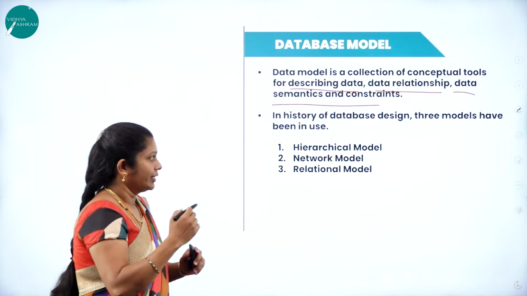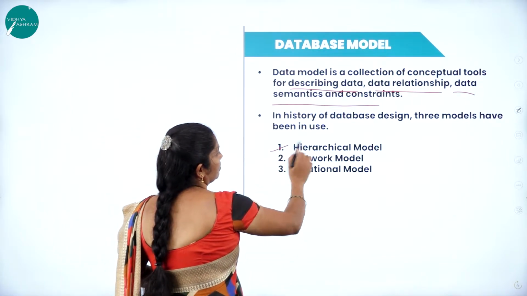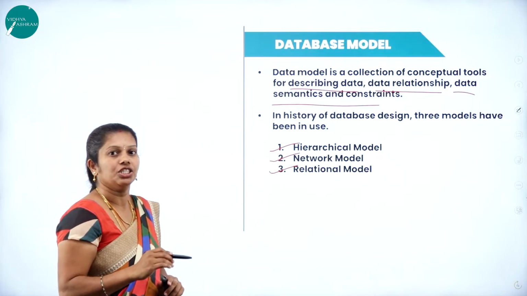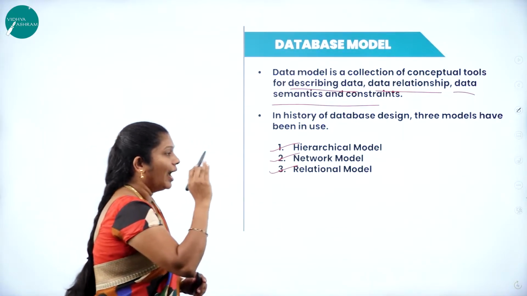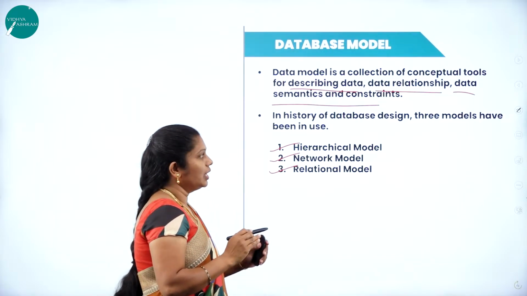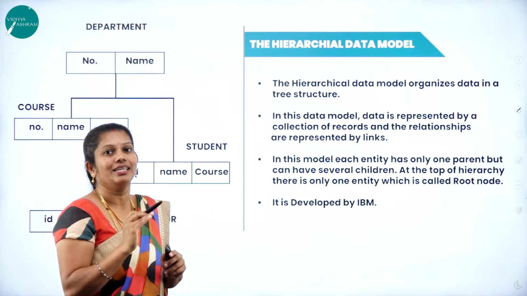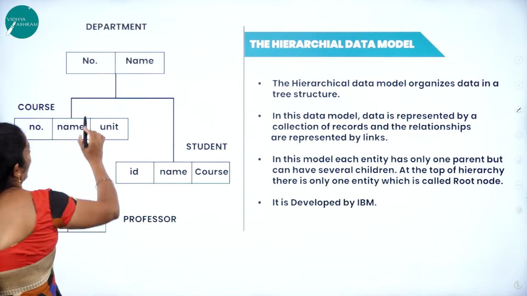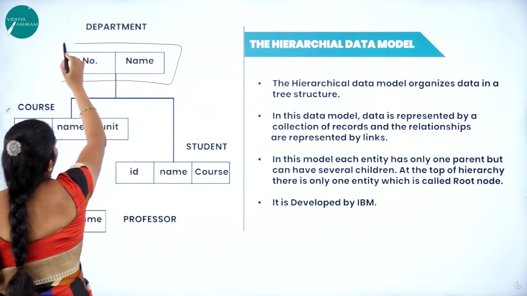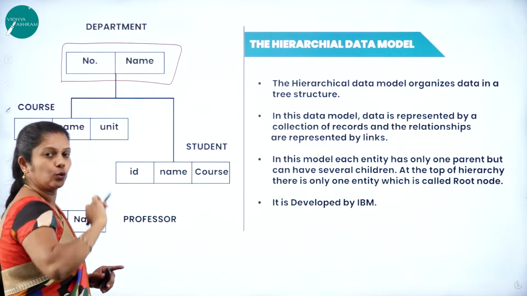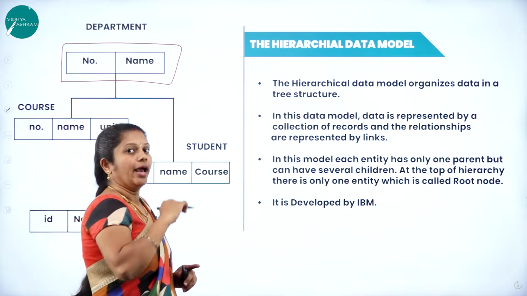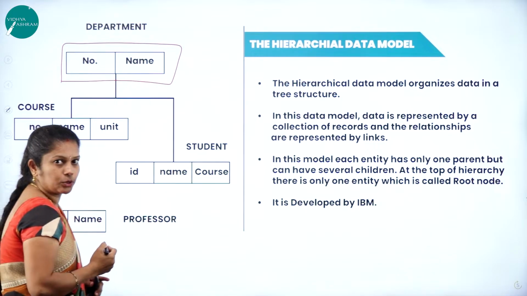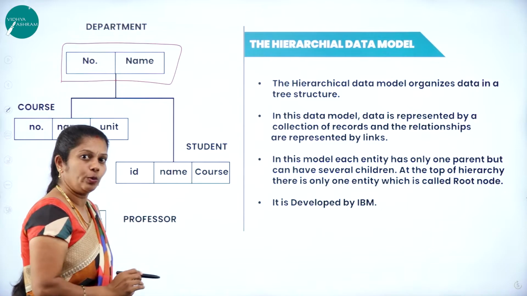When you come to the types of database model, there are three types: hierarchical model, network model, and one more, the relational model. First, the hierarchical model. What do you mean by this hierarchical model? If you see this picture, what do we analyze? We have one root node, only one root node, and all the sub nodes are connected to that particular node. And all the transactions here will take place.